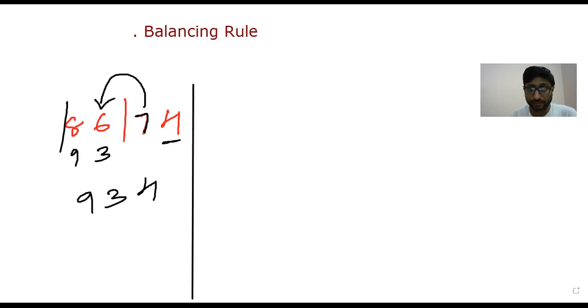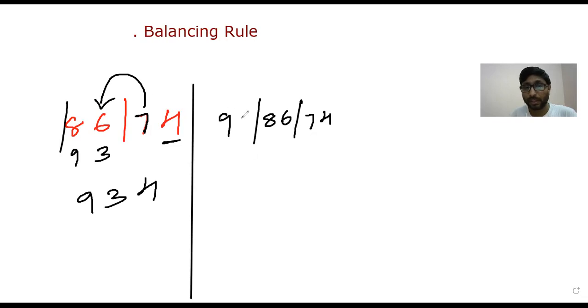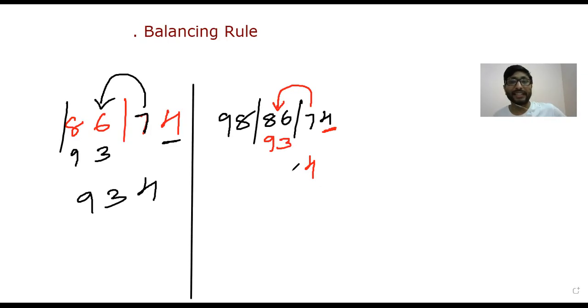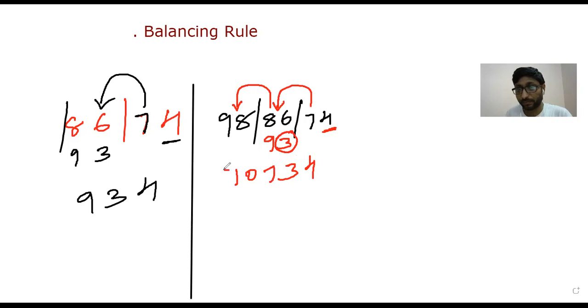In case of 86, 74, 98: 4, 6, plus as usual 7 plus 86 is 93. So write down the ones place value as 3. 9 will carry to the 98. 9 plus 98, 107. That's it.